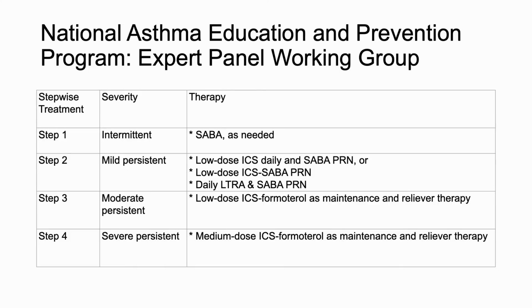In moderate persistent asthma, which is step 3, the preferred controller therapy is a combination of low-dose steroid and LABA in a single inhaler. In severe persistent asthma, which is step 4, the preferred controller treatment is at least a medium dose of an inhaled steroid in combination with a LABA.